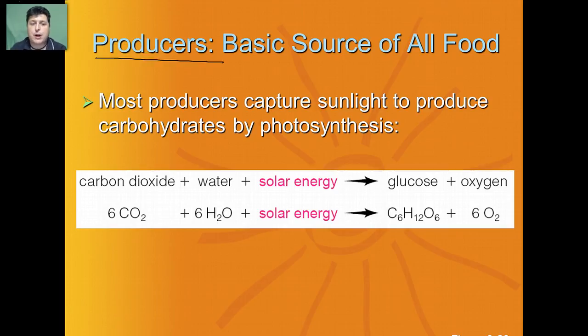So at the base of our trophic levels are our producers. Terrestrial producers are responsible for photosynthesis. They take sunlight to be able to produce carbohydrates by using carbon dioxide and water as raw materials and solar energy as their energy source. They're able to store that energy into the bonds of glucose and, of course, produce oxygen as a byproduct.